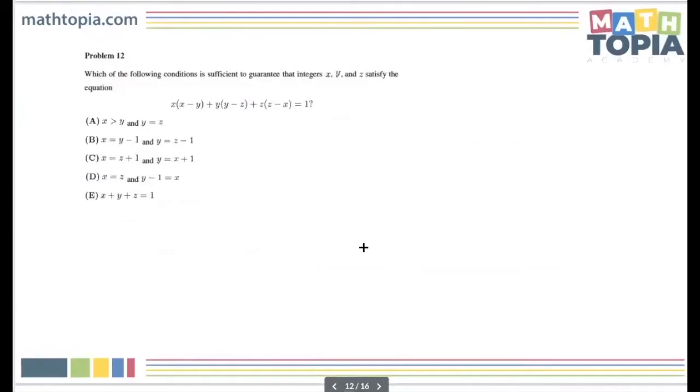All right. Moving on, we have problem number 12. It's asking, which of the following conditions is sufficient to guarantee that integers x, y, and z satisfy the equation (x minus y) to the power of (x minus y), plus (y minus z) to the power of (y minus z), plus (z minus x) to the power of (z minus x), equals 1? Well, now here's the thing, right? This equation here is much more complicated than you think.